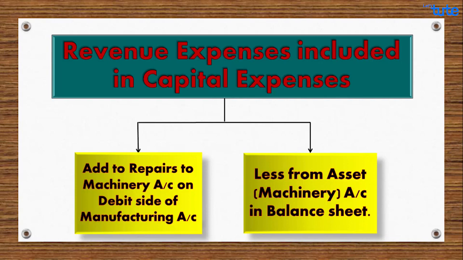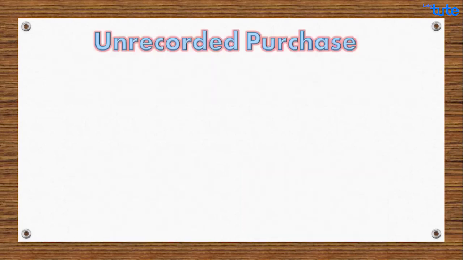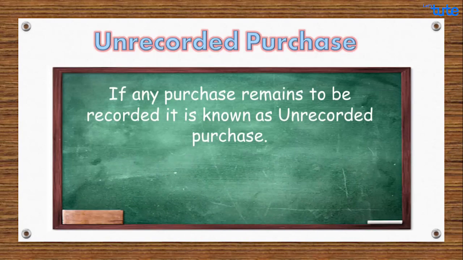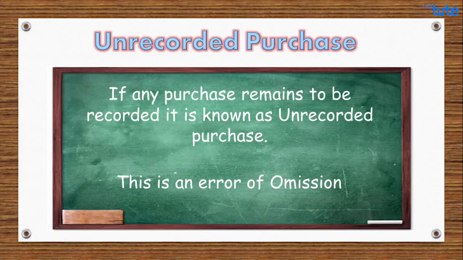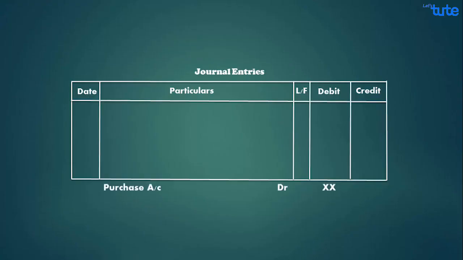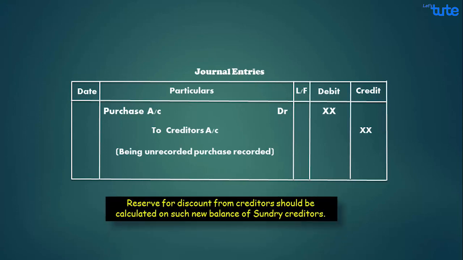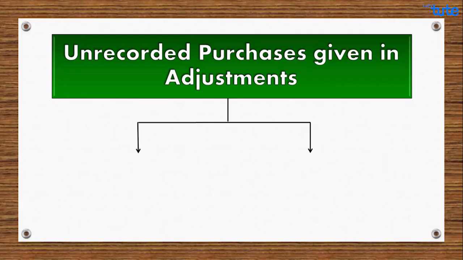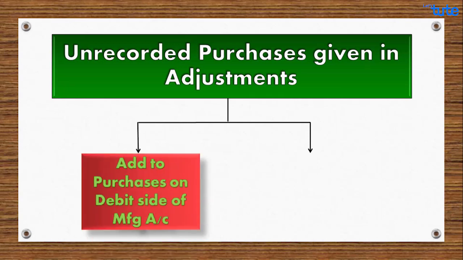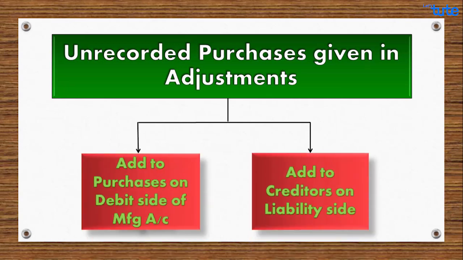Moving on to the next adjustment, that is unrecorded purchases. If any purchase remains to be recorded, it is known as unrecorded purchase. This is an error of omission. The entry would be purchase account debit to creditors account. Reserve for discount from creditors should be calculated on such new balances of sundry creditors. The two effects are, the first one is add to purchases, and the second effect is add to creditors on liability side of balance sheet.